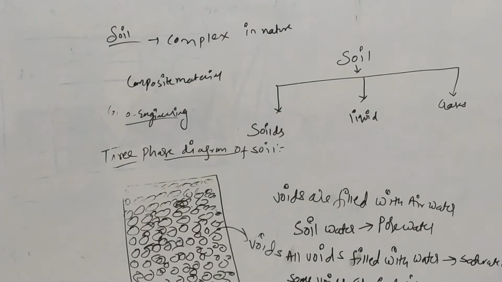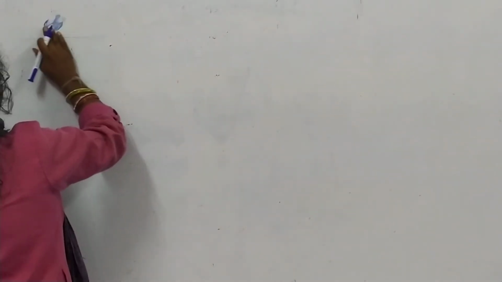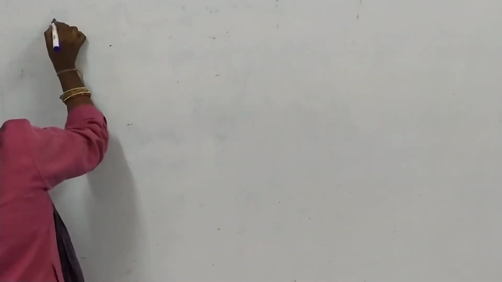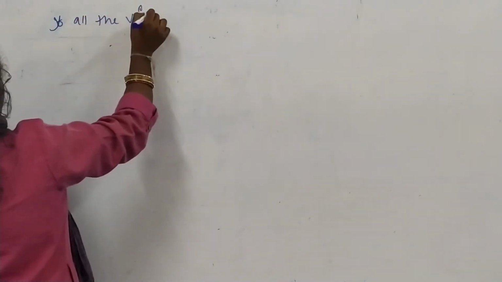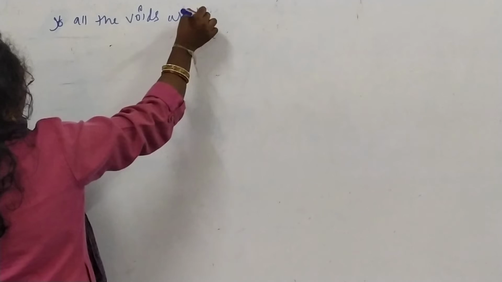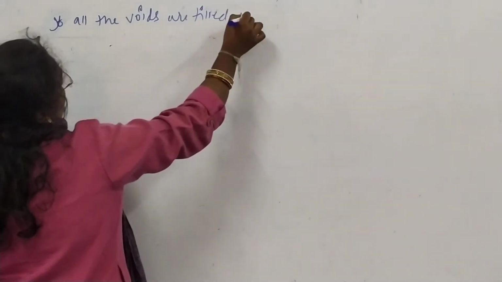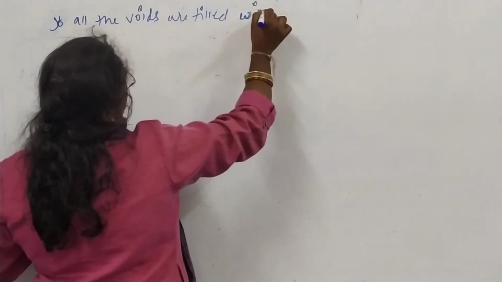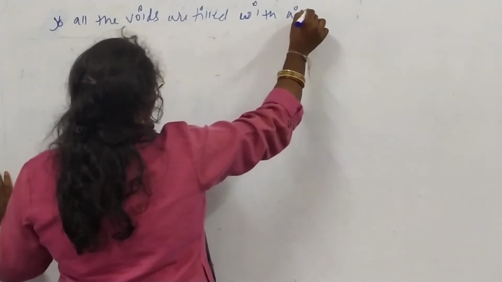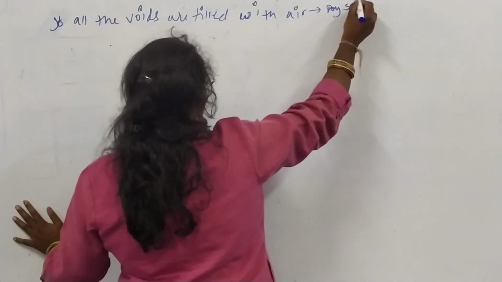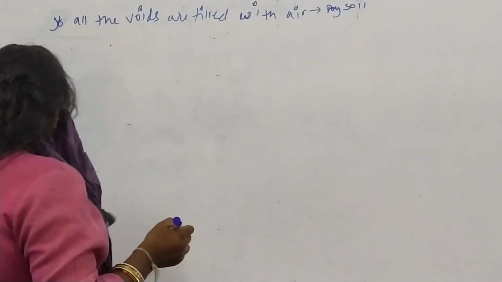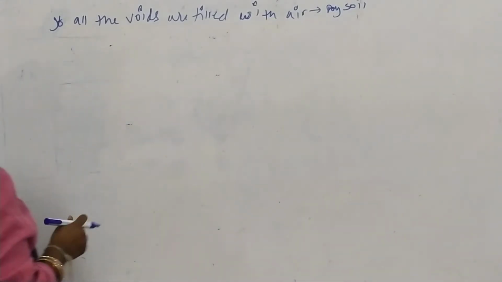Next we will deal with the case where all the voids are filled with air, then that soil is known as dry soil.